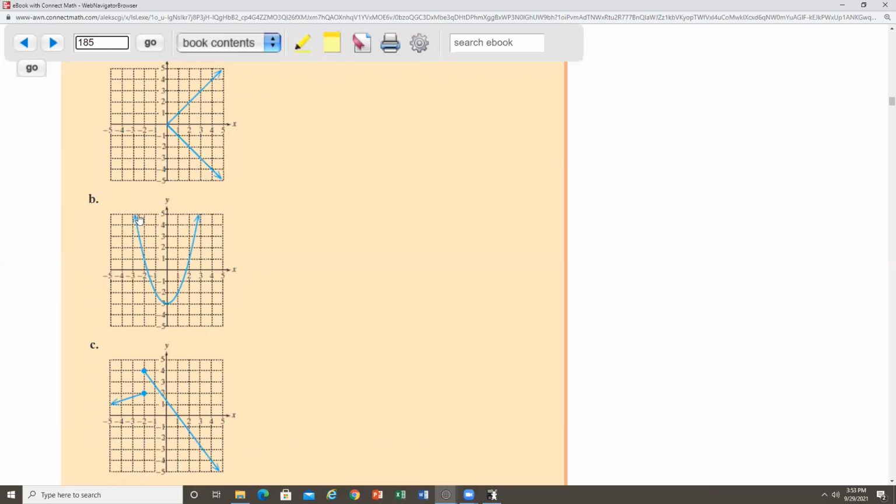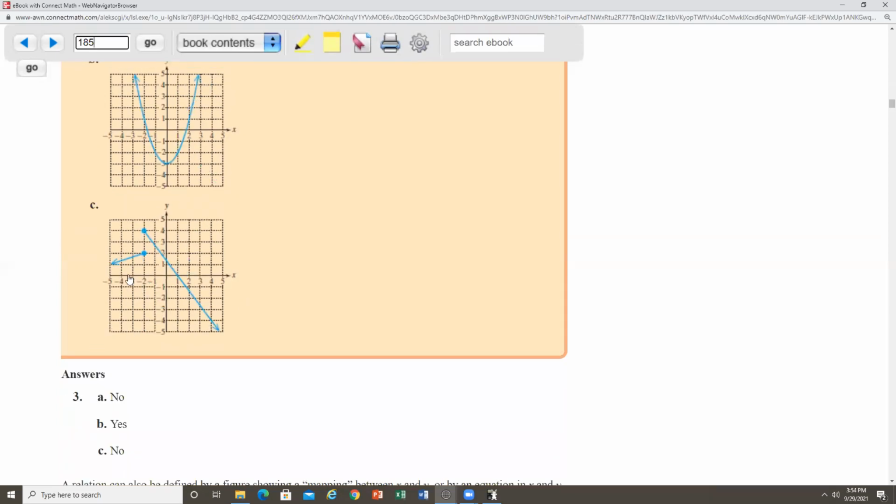How about B? Is this parabola opening upwards a function? Yes. The answer is yes. The graph would pass the vertical line test. How about this graph that's broken up into pieces? Is this a function, ladies and gentlemen? No. Why? Where would you put the vertical line such that you could show that it touches the graph in more than 1 point?